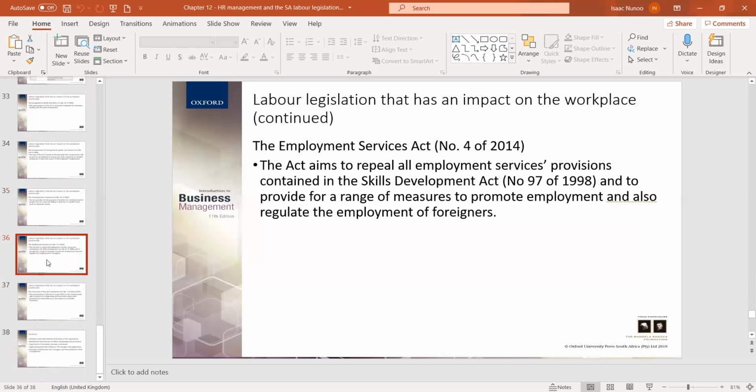We can also talk about the Employment Services Act. All of these acts are under the labor legislation. The Employment Services Act basically aims to repeal all employment service provisions contained in the Skills Development Act and to provide for a range of measures to promote employment and also regulate the employment of foreigners.